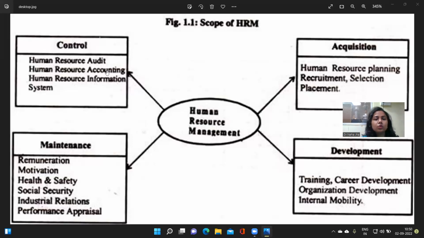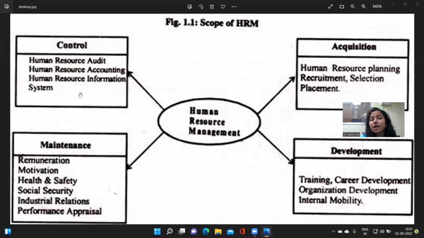Okay. Now, next one in control is HR accounting. Now, what is HR accounting all about? HR accounting is the process of identifying and reporting investment made in the human resource of an organization that is presently unaccounted for in conventional accounting practice, right? So whatever track record we are keeping about identifying and reporting investment will come under HR accounting.